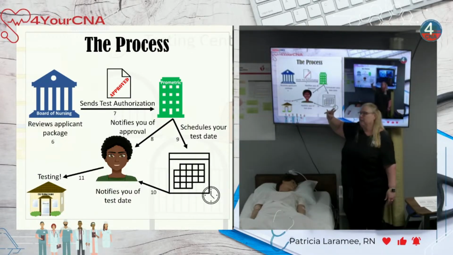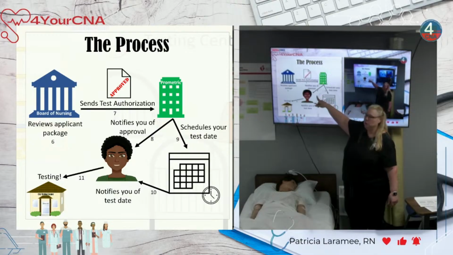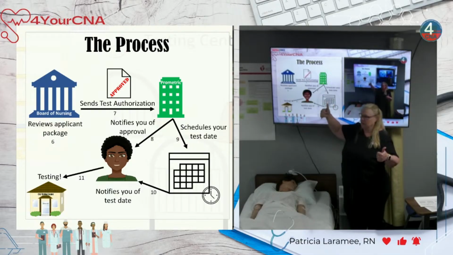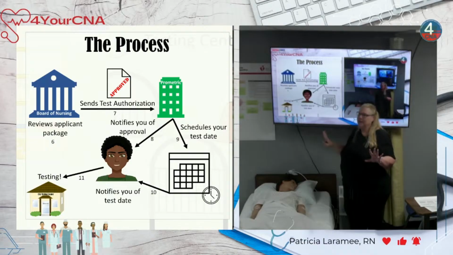I'm sorry, you get 3 emails from Prometric. The first one, within 1 to 3 days, it says, hey, we got your application. Everything looks good. We're sending it to the Board of Nursing. The second one says, hey, we heard back from the Board of Nursing. You're cleared. The third one says, here's your test date. All of that should happen usually within about 10 to 14 business days, 2 to 3 weeks.